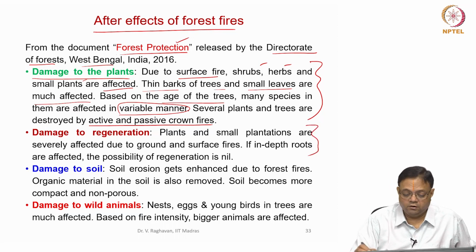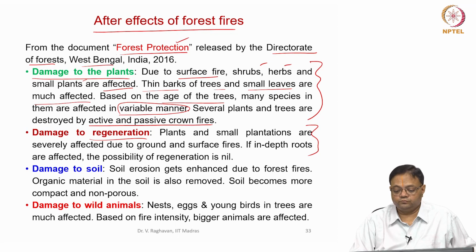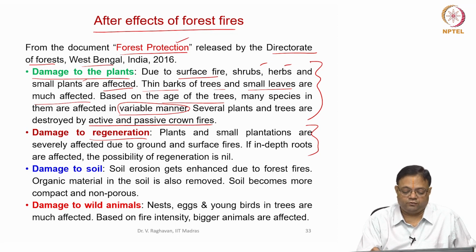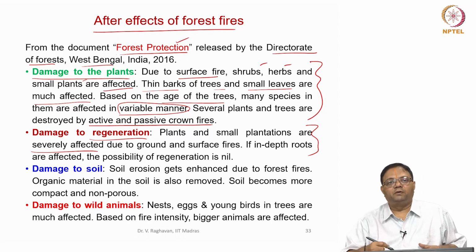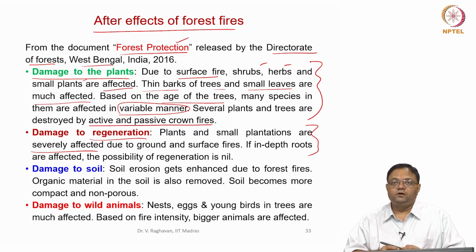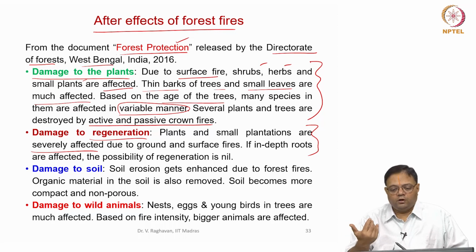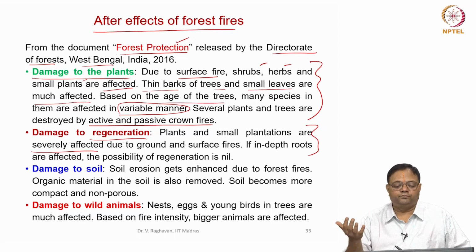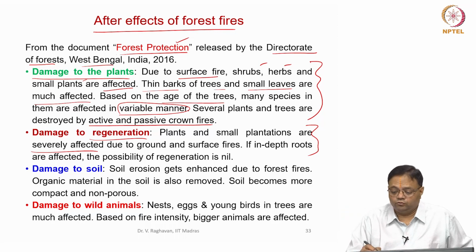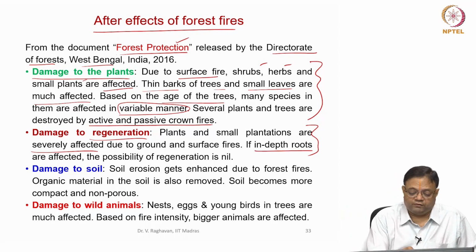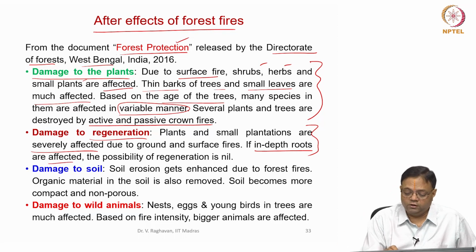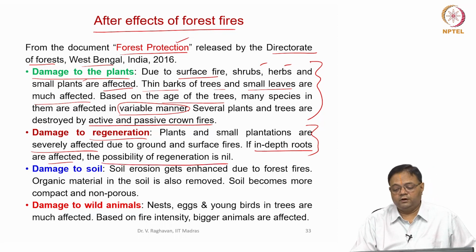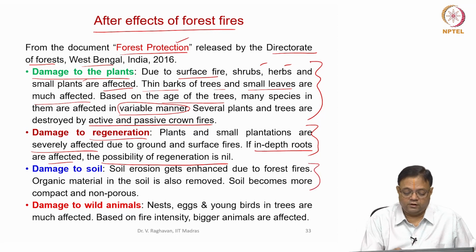Then damage to regeneration. Plants and small plantations are severely affected due to ground and surface fires, because the ground fire basically affects the nature of the soil itself. Surface fire affects, as I told in the beginning, shrubs, herbs, small plants, etc. So the in-depth roots are affected, the soil properties are affected, so the possibility of regeneration becomes very, very less. Okay, then damage to soil.